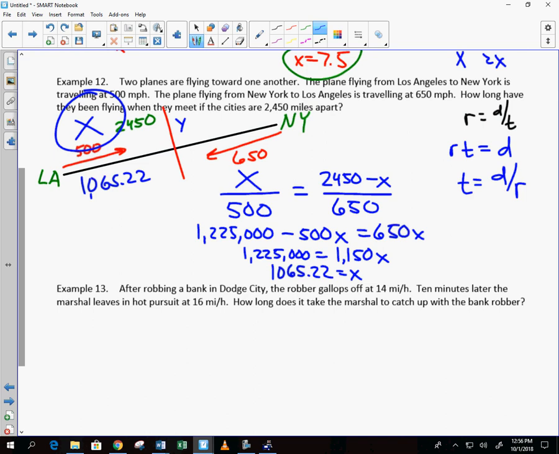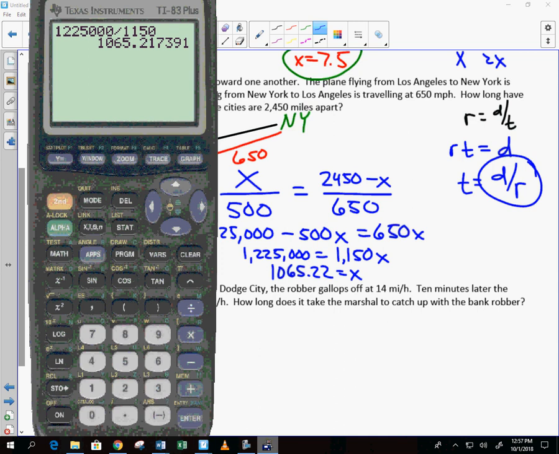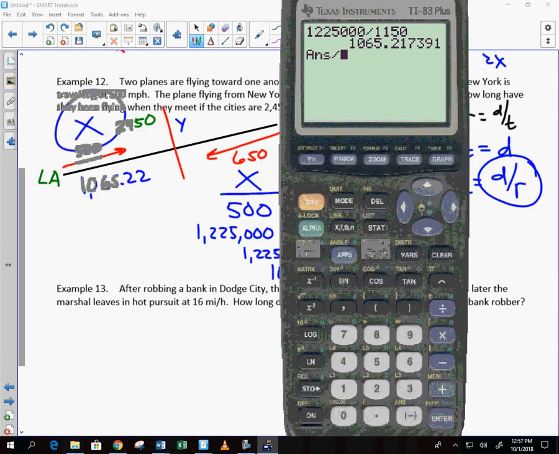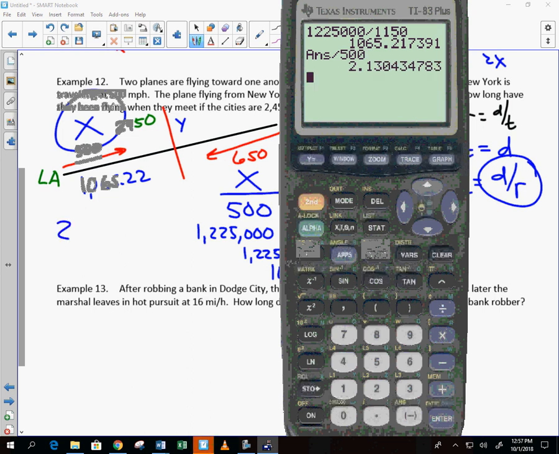Is the problem asking us for the distance? What's it asking for? Time. Well, time is simple. Time is just the distance divided by the rate. So I'd take 1,065.22 divided by what's the rate? 500. I get 2.13. Sweet. Good work.